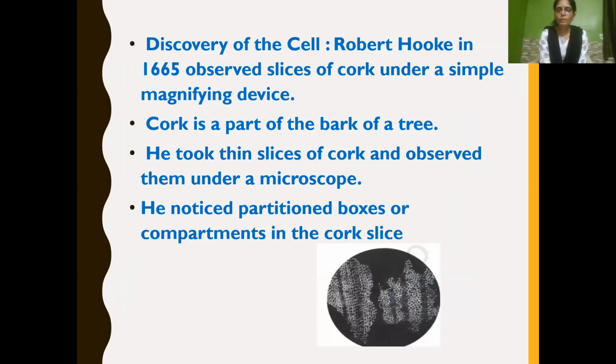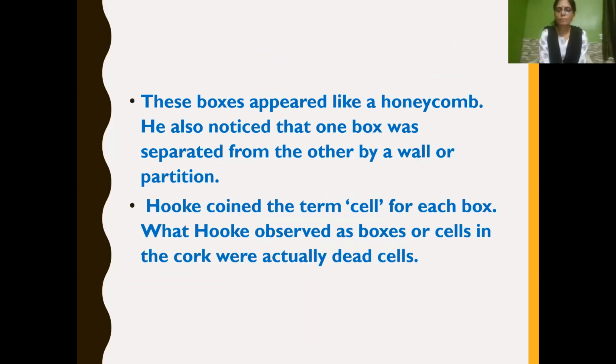Scientist Robert Hooke in the year 1665 discovered the cell by observing slices of cork, that is the bark of a tree, under a simple magnifying device. He took thin slices of cork and observed them under his own microscope. What did he notice? He noticed partitioned boxes or room-like structures, or compartments, in the cork slice. These boxes appeared like a honeycomb.